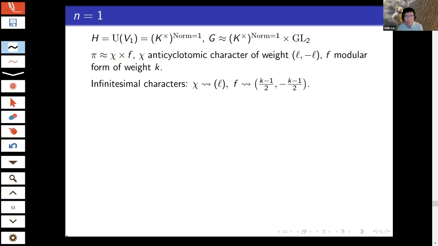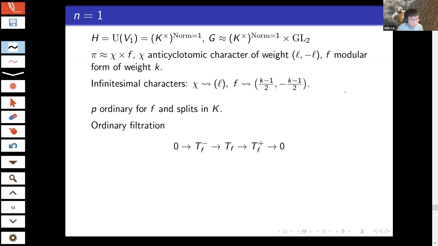Okay. So I will very quickly run through a simple example, which is n equals 1. So in this case, the small group is just the norm one elements of the imaginary quadratic field. The big group is the small group times U2, which is essentially GO2 or an inner form of GO2. So the big representation pi is essentially an anticyclotomic character times the modular form. Let's just say the character has weight L and minus L, and the modular form has weight K. So those are the infinitesimal characters. And we are assuming P is ordinary for F and splits in K, that's the Steinberg hypothesis.